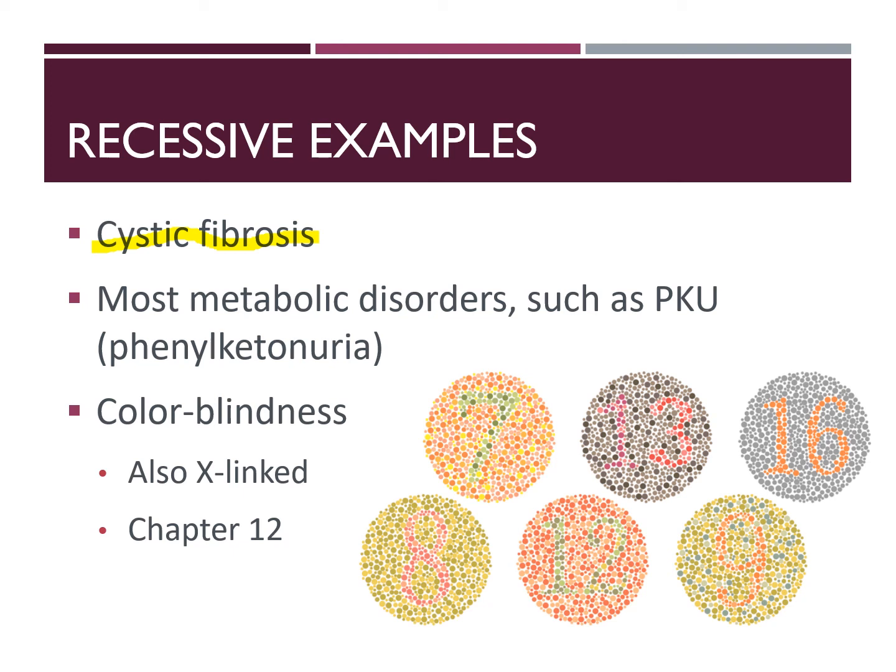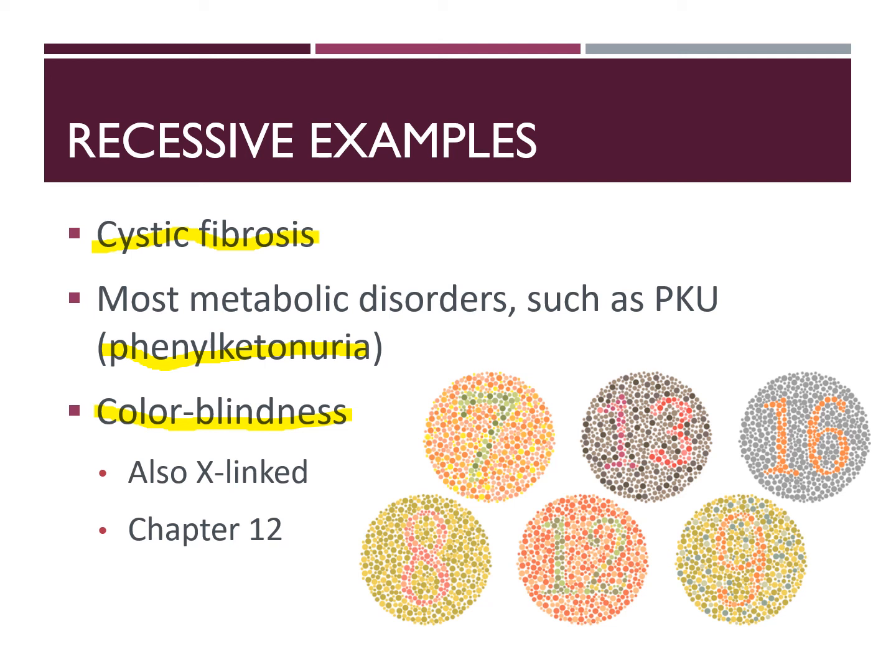Metabolic disorders such as PKU. This is an enzyme that doesn't work properly. And being colorblind is a recessive trait. If you have one functional allele for the receptor in the eye that picks up red or green, then you can distinguish between red and green.